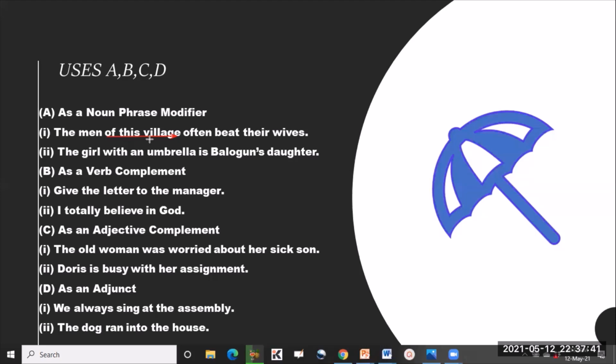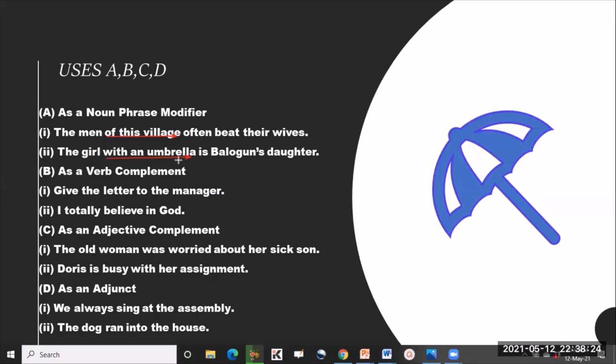All right? They are not men of the city, they are men of this village. So whether we talk of this village, from the moon, or of the city, we are using a prepositional phrase. And each prepositional phrase is telling us more about the man, which is exactly what makes it an adjectival phrase. Now, the second example is the girl with an umbrella is Balogun's daughter. And so the prepositional phrase here is with an umbrella.